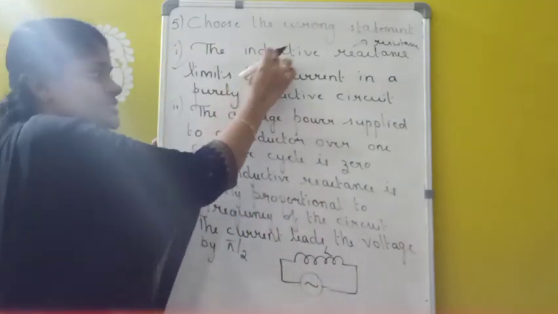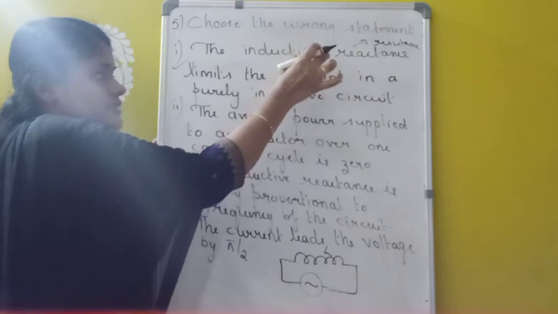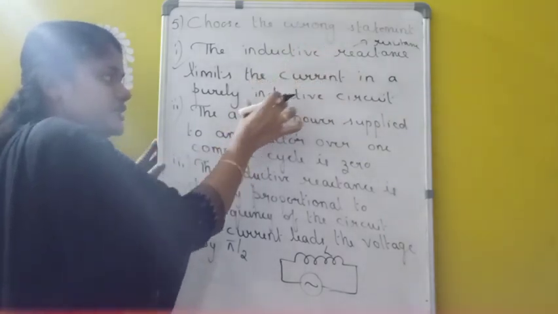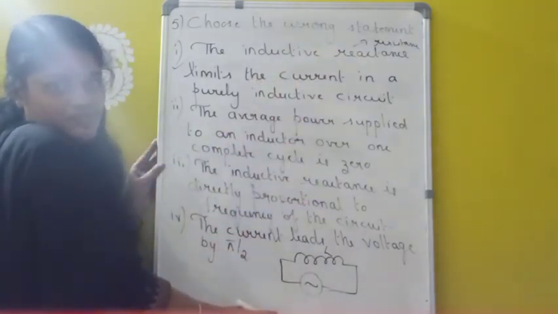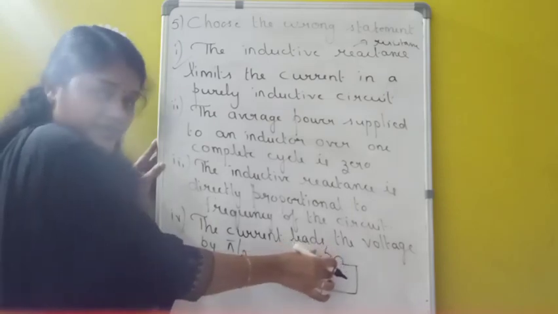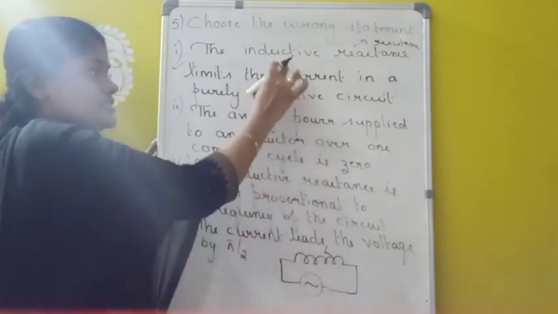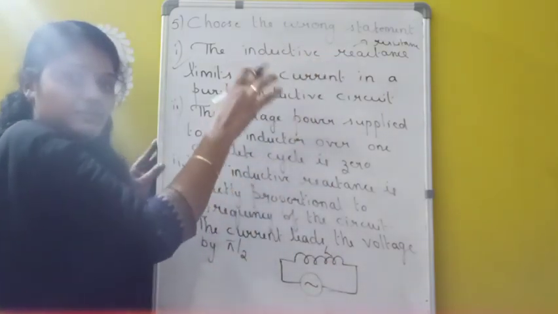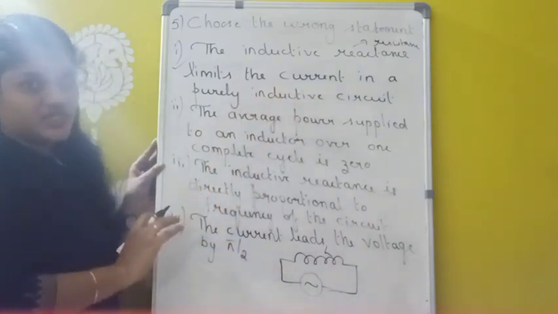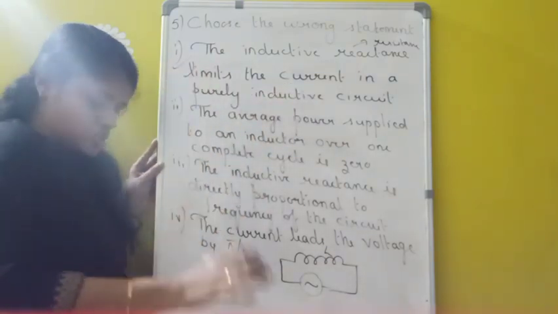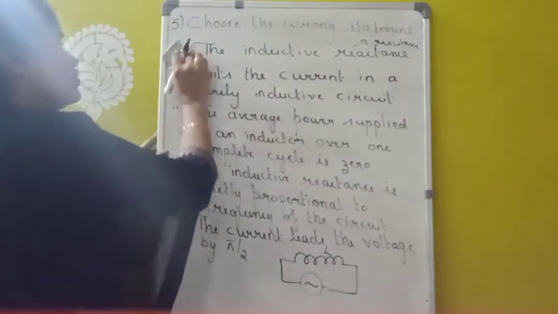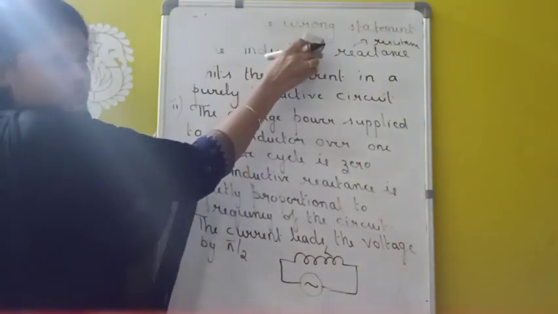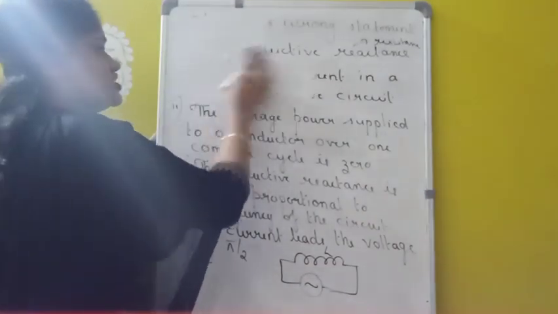Okay, that means the inductive reactance, that means resistance. The inductive reactance limits the current in a purely inductive circuit. The resistance offered by an inductor in an AC circuit is called as inductive reactance, that will limit the current in a purely inductive circuit. So this first statement is which one? True only. Okay. Then we can go for the second step. We have to check which one is the wrong statement. So first one is true.